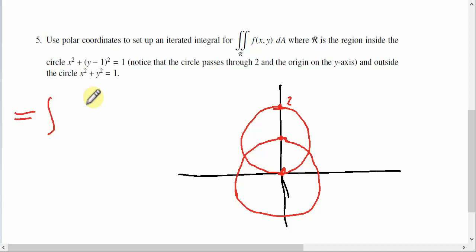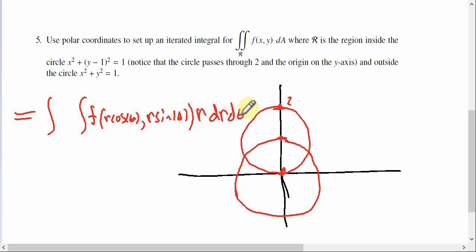What this means is I need to change my x's to r cosine theta and my y's to r sine theta. If I had an actual function, I would do that; I'm just indicating it here. And then I do r dr d theta. So we draw a strip across this region from the pole. I start at the pole and I go out, making it a dotted line because I'm not in my region yet. Right there is where I start hitting my region.